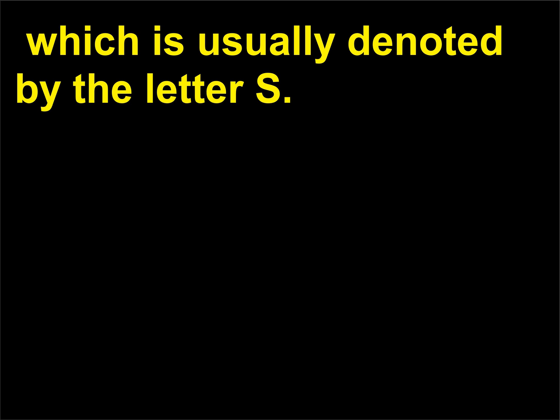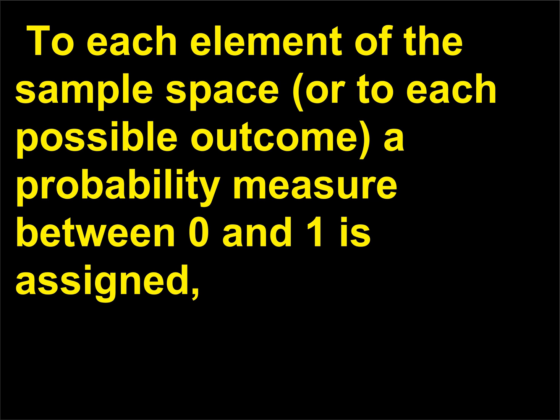To each element of the sample space, or to each possible outcome, a probability measure between 0 and 1 is assigned, with the sum of all the probability measures in the sample space equal to 1.